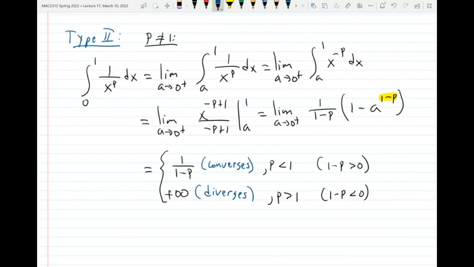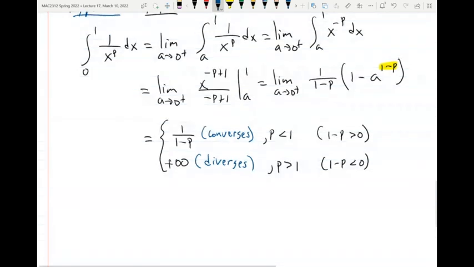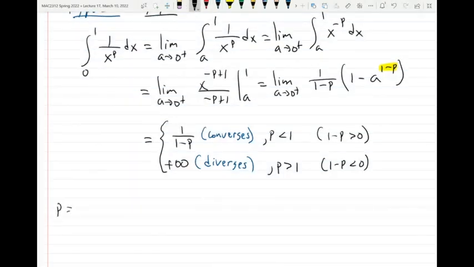All right, so as you can see, it reversed. It was the opposite of what we got for type 1. For type 1, we got that it diverges for p less than 1 and converges for p bigger than 1. For type 2 it is the opposite. And now let's analyze what happens at 1.